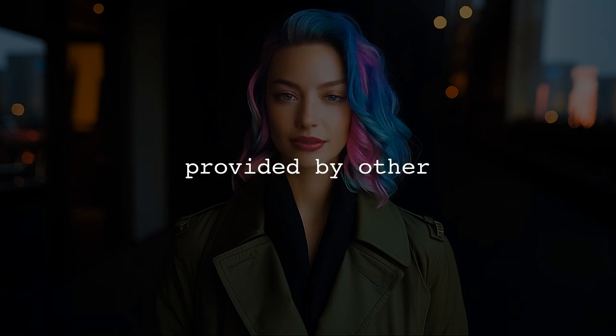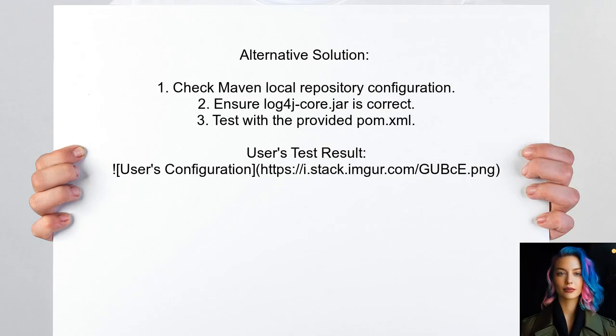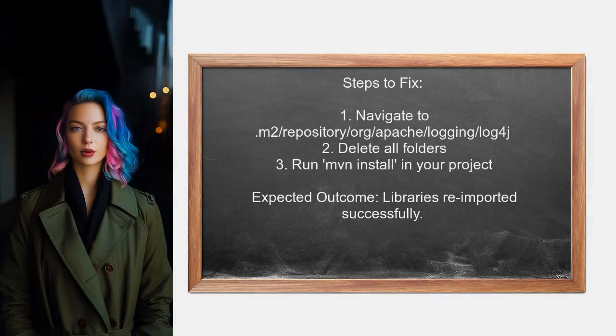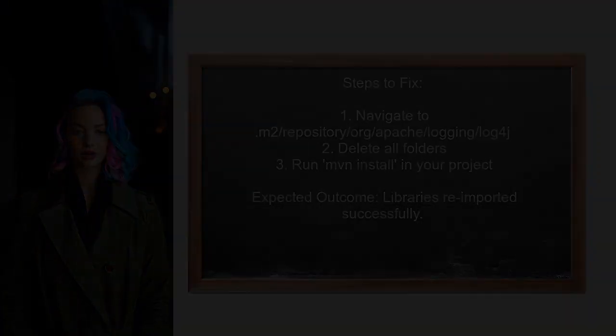Now, let's look at the answers provided by other users. One user suggests that the issue may stem from a configuration problem in your Maven local repository. They noticed that your log4j-core.jar might actually be from log4j-api.jar. They tested your pom.xml and found it worked fine in their environment. To resolve the issue, they recommend navigating to the log4j folder in your local Maven repository, deleting all folders there, and then running the command mvn install in your project to re-import the libraries.